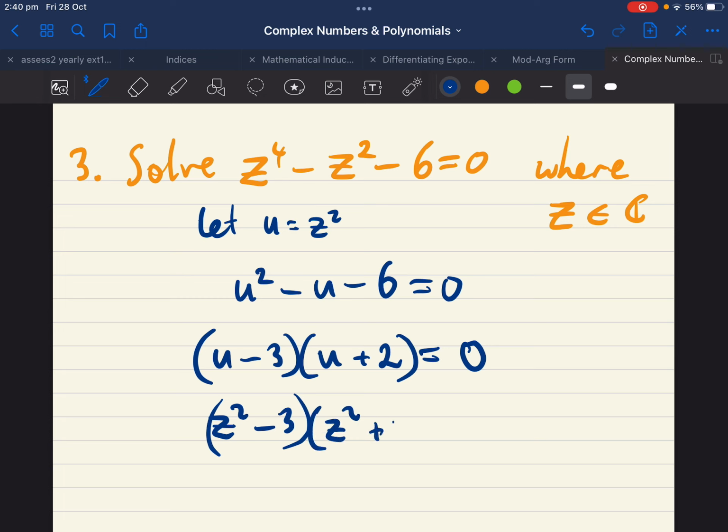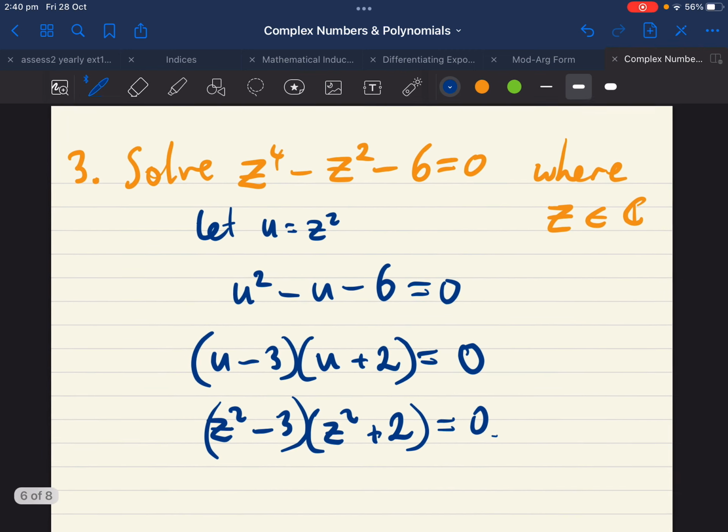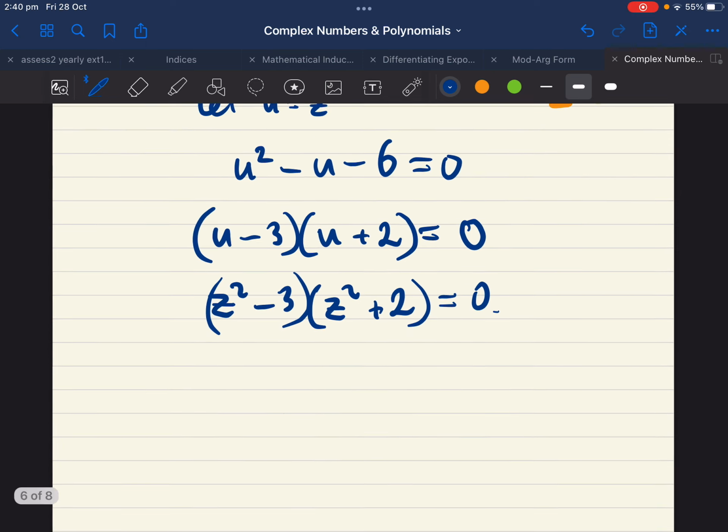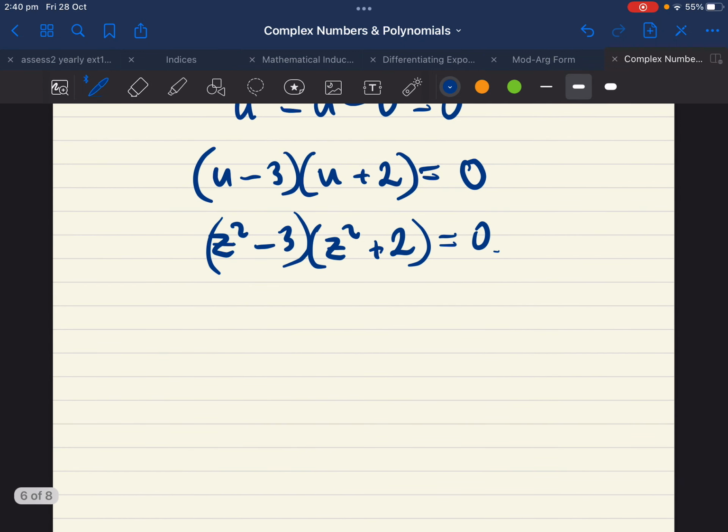And here we go. If you wanted to, this is of degree 4, right? And I said at the start, you've got a polynomial of degree 4. It can be split up into 4 linear factors. Let me just go ahead and do that, just to show you before I then write the solutions.